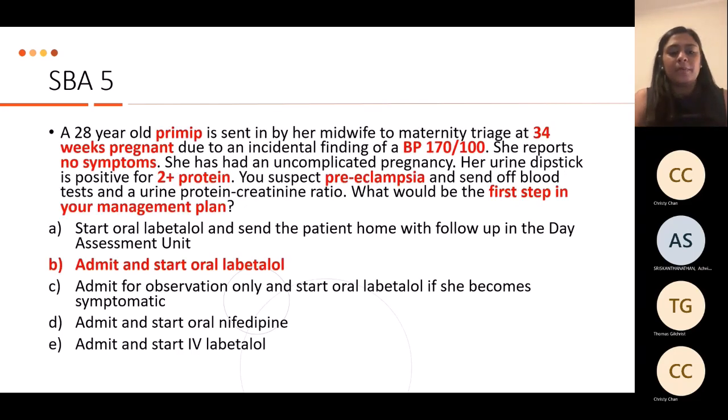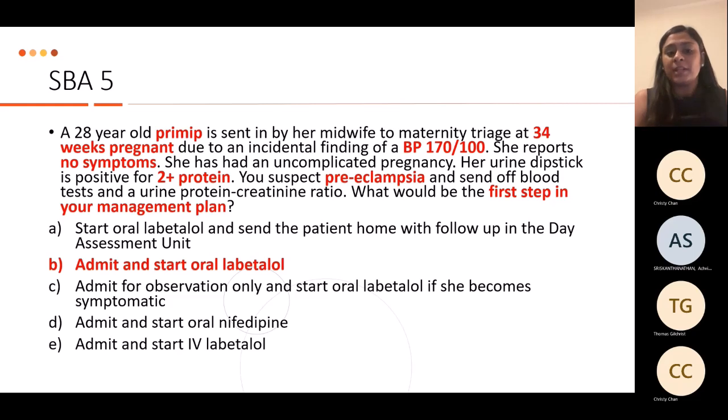So in this case, we would admit and start oral labetalol. So the reason I've highlighted Primip in this case is because being a Primip is a risk factor to actually developing preeclampsia. She's in her third trimester, which is when it's most likely to occur, and the blood pressure is significantly high at 170 over 100. So it meets the threshold for treatment, which is roughly 150 over 100.